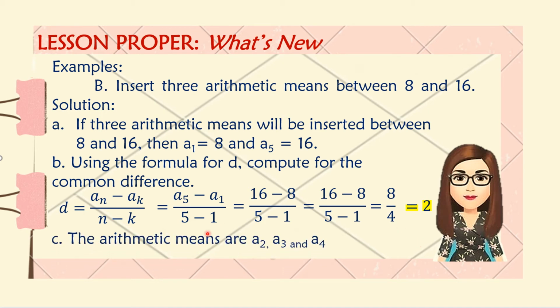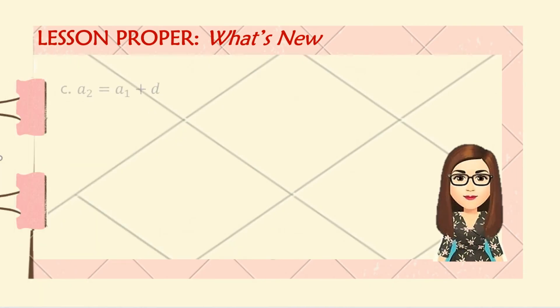Okay, so the arithmetic means are a sub 2, a sub 3, and a sub 4. Okay, so yun yung hahanapin natin. Yun yung 3 arithmetic means. So, ang gagawin natin, so let us solve for a sub 2, a sub 3, and a sub 4. So, we have a sub 2 is equal to a sub 1 plus d. So, paano natin hahanapin yung a sub 2? So, yung a sub 1 natin, first term, i-add natin yung nakuha nating common difference. So, we have 8 plus 2 is 10.